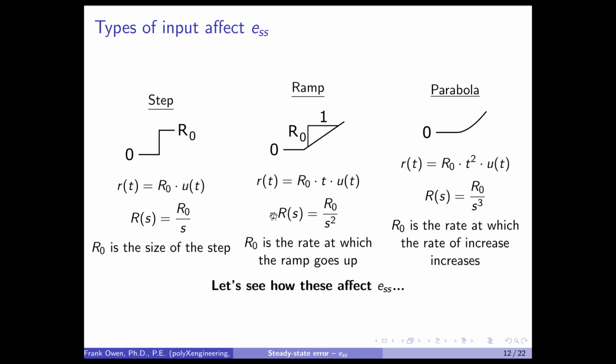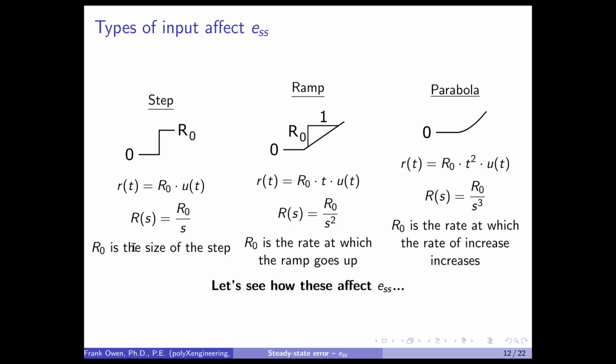And so this is the expression for our step input. When you add an extra t in here, it actually adds an s in the denominator of the Laplace transform of that input. So the ramp input, instead of being R0 over s, is R0 over s squared. And then we have a t squared in the parabolic input, and that converts into R0 over s cubed.